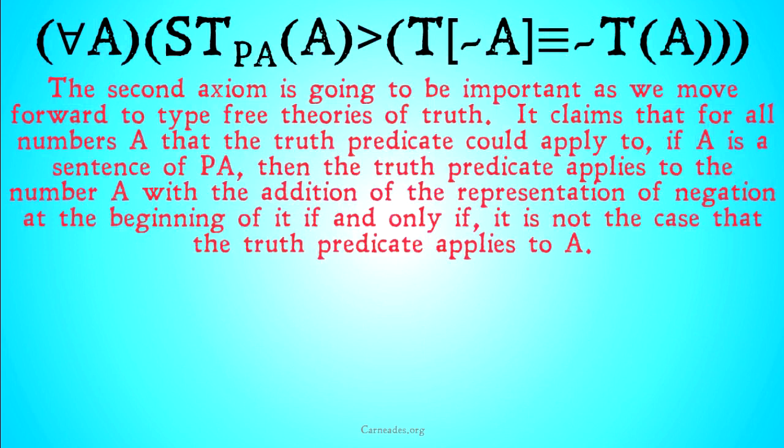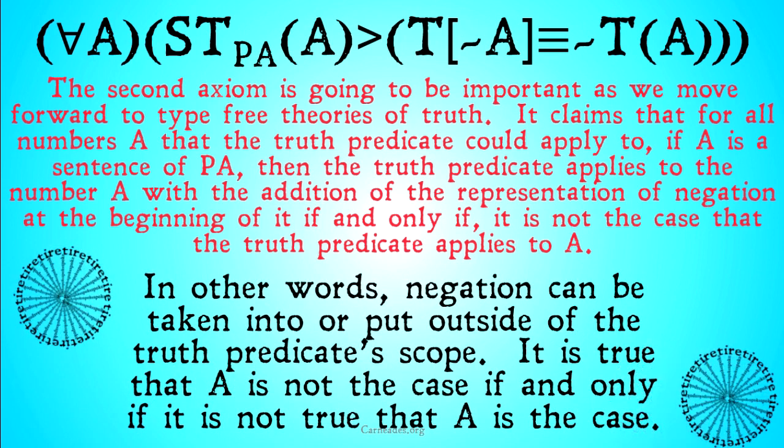The second axiom is going to be important as we move forward into type-free theories of truth, because it's talking about negation and what we can do relative to negation inside and outside of truth. It claims that for all numbers A that the truth predicate could apply to, if A is a sentence of Peano arithmetic, then the truth predicate applies to the number A with the addition of the representation of negation at the beginning of it. So that would be like adding that 100 in front of whatever number A is, if and only if it is not the case that the truth predicate applies to that original number A.